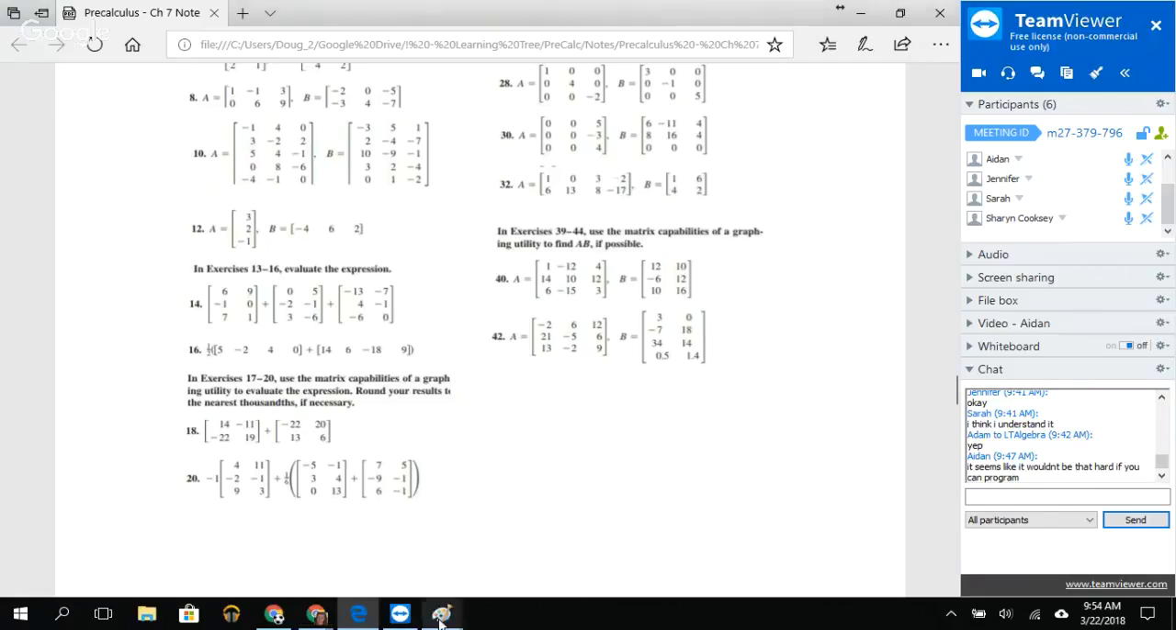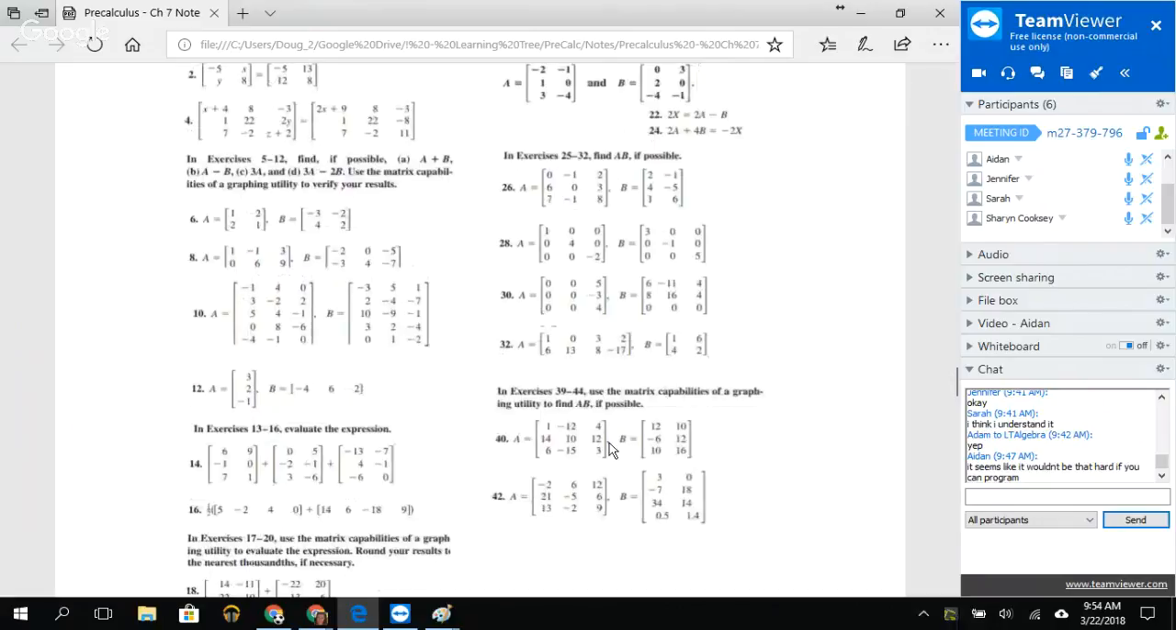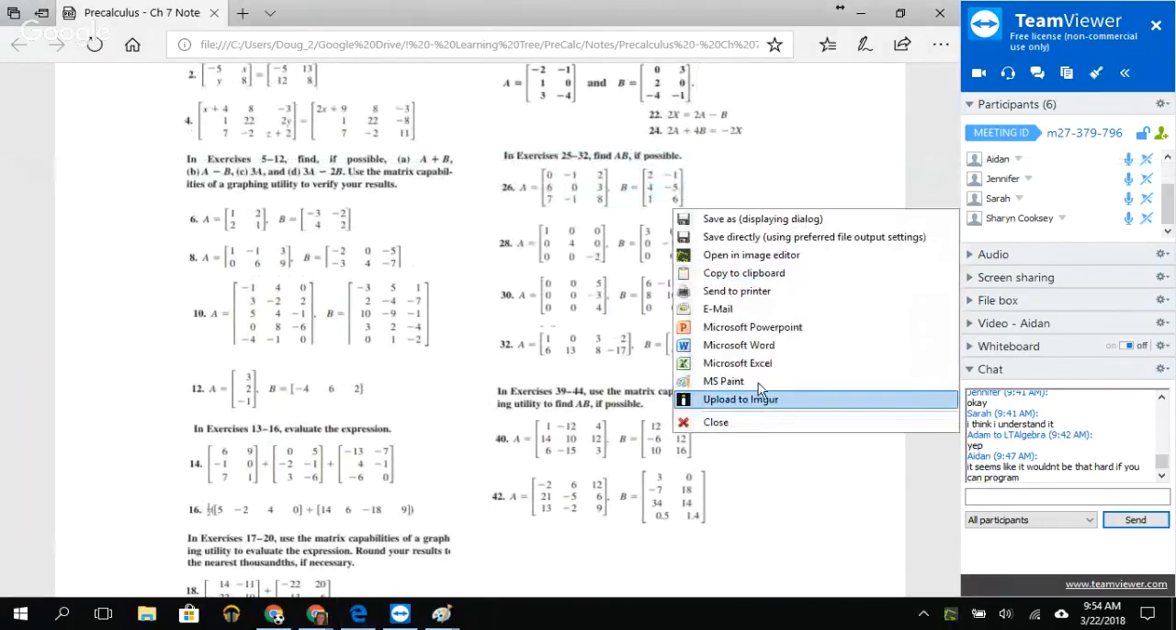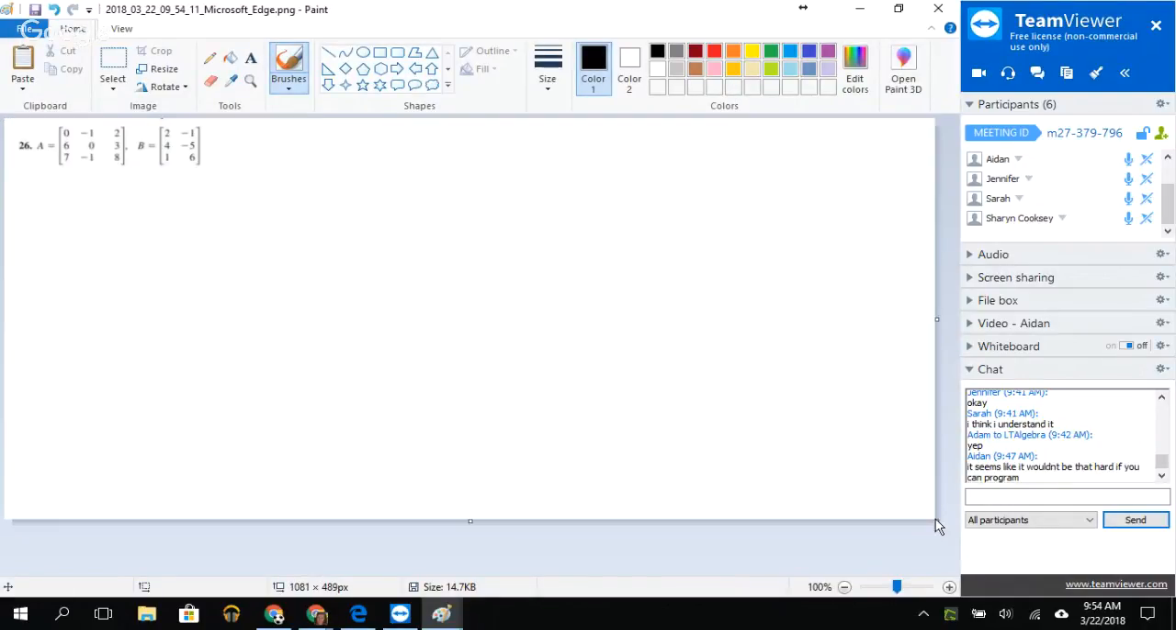When you want to multiply 2 matrices together, you have to look at the order of each matrix. So if I wanted to multiply A times B, A is a 3 by 3 matrix, right? It has 3 rows, 3 columns. B is a 3 by 2 matrix, right?